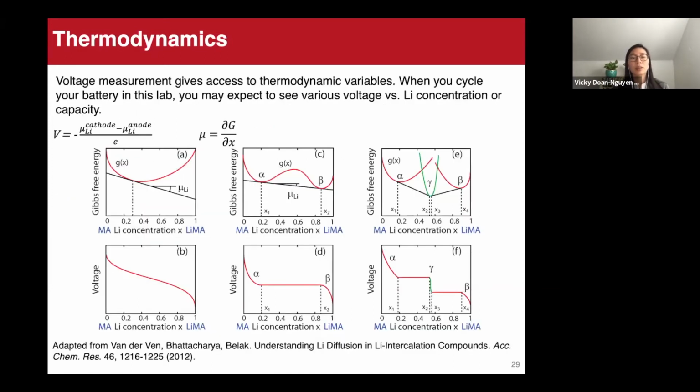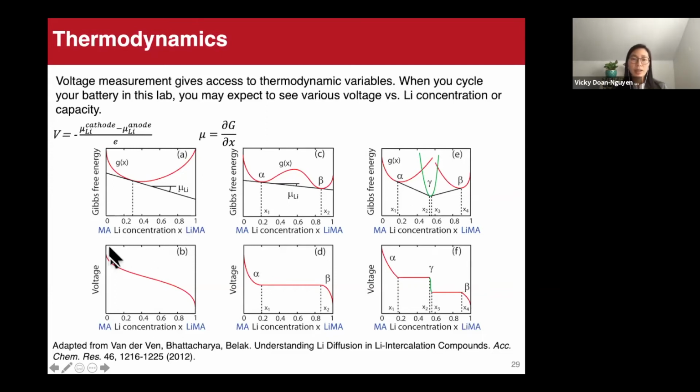So how do we tie thermodynamics to when we just measure the voltage of the system? Well, as you can see here, the chemical potential is the change in Gibbs free energy divided by the change in the composition, where X here is the lithium concentration. So let's say you have first, no lithium, which is here on the right of the phase diagram of this plot, and then you have a fully lithiated system.